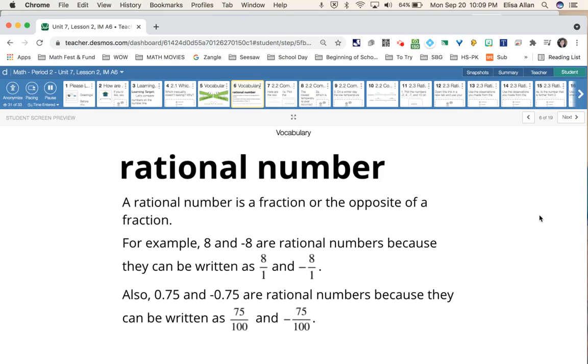Taking a look at what a rational number is, because we are going to be looking at rational numbers throughout this unit. This whole unit is called rational numbers. Do you know that a rational number is a fraction or the opposite of a fraction? For example, 8 and negative 8 are rational numbers because they can be written as 8 over 1 and negative 8 over 1. And you have a second example there with 0.75 and negative 0.75, because here we can see that we can rewrite this decimal as the fraction 75 hundredths and negative 75 hundredths as well.